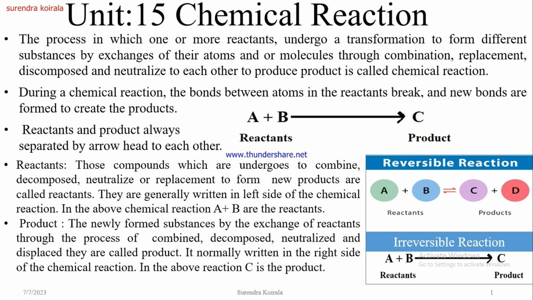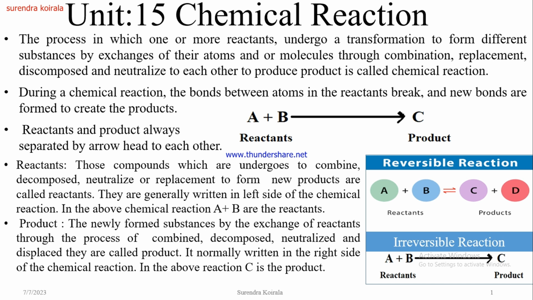The reactants and products are always separated by an arrow. So reactants are normally written on the left hand side of the chemical reaction, and products are generally written on the right hand side of the reaction.